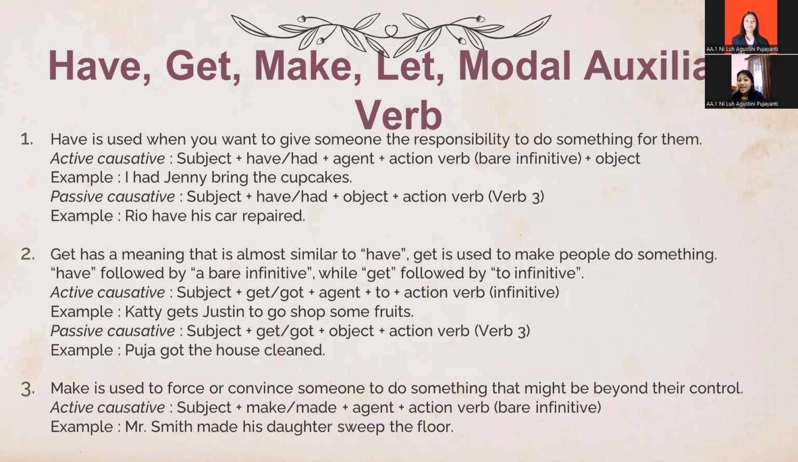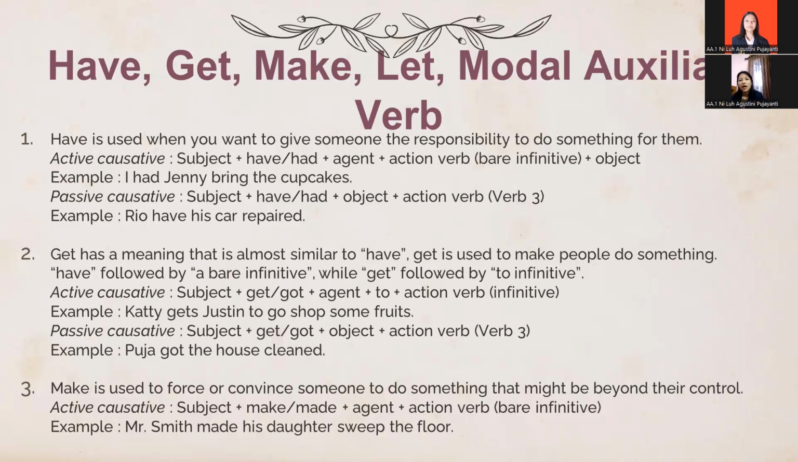So in this case, Kathy asks Justin to go shopping for fruits, where Justin can be convinced to buy some of these fruits. In passive causatives, the formula is subject, get or got, plus object, plus action verb or verb 3. So the example, Puja got the house cleaned, which means that Puja's house had been cleaned at Puja's own request.